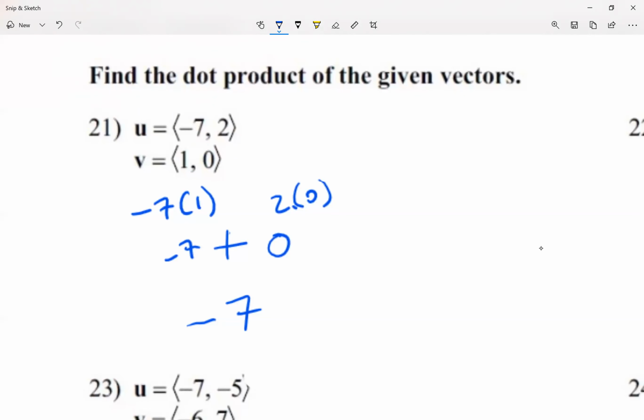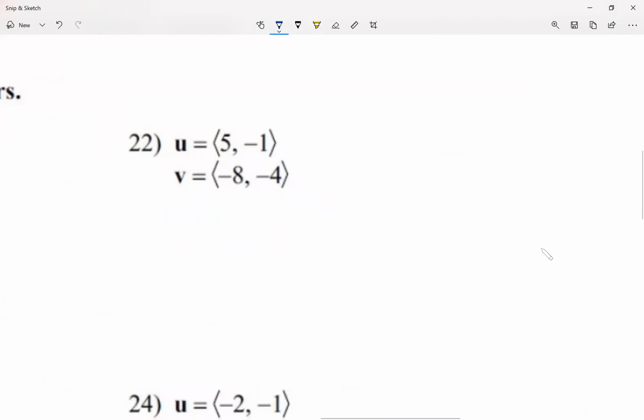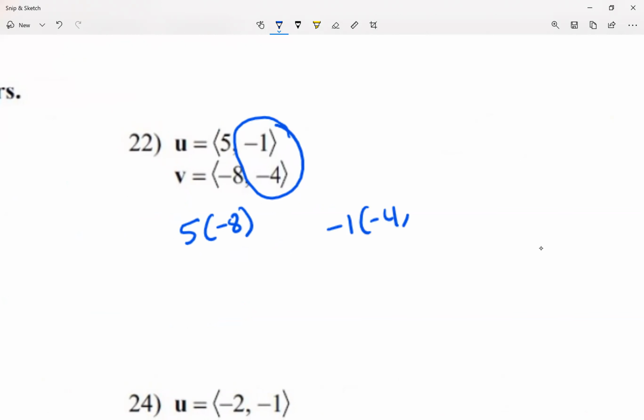All right, let's take a look at question number 22 in our notes. Multiply the first values, so 5 times -8. Let me take a look at the second values, -1 times -4. 5 times -8 is -40. -1 times -4 is +4. And like I said earlier, I add the two values. -40 plus 4 is -36.